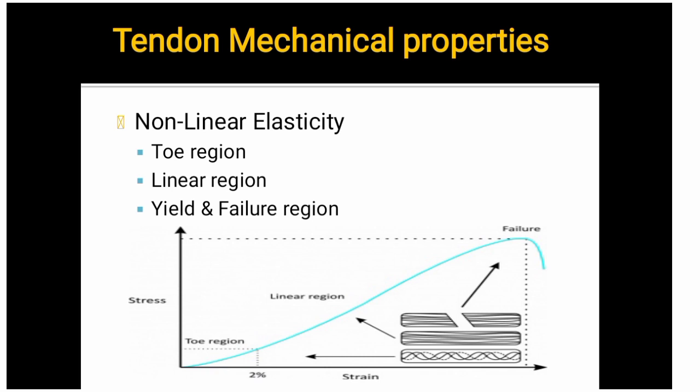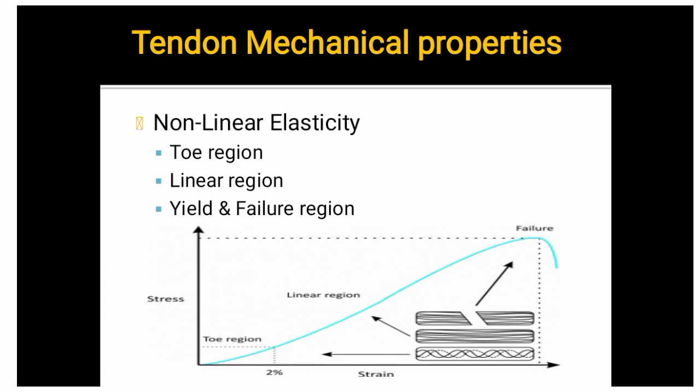Now let's start with the tendon mechanical properties. The structure and composition of tendon allow for a unique mechanical behavior reflected by a stress-strain curve consisting of three distinct regions: the toe region, the linear region, and the third one is the yield and failure region.